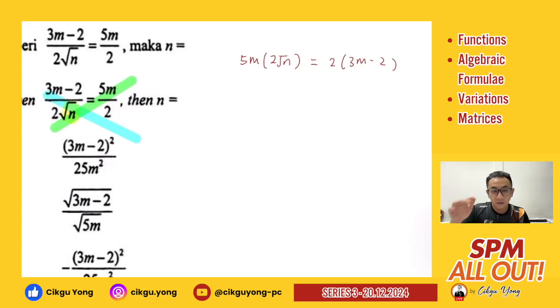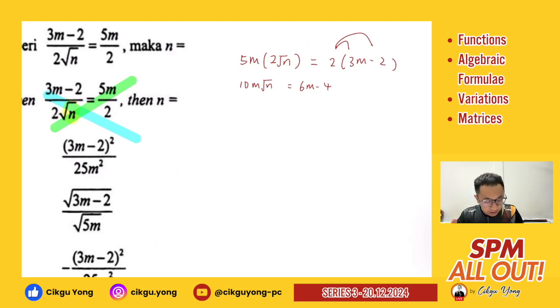Then from your left hand side, this is a general multiplication. You can just multiply accordingly. 5 multiply 2, you get 10. And then your square root n, you just put it this way. You multiply number with number, then the rest you just put as it is. For your right hand side, you expand your 2 into the bracket, and you will have 6m minus 4.